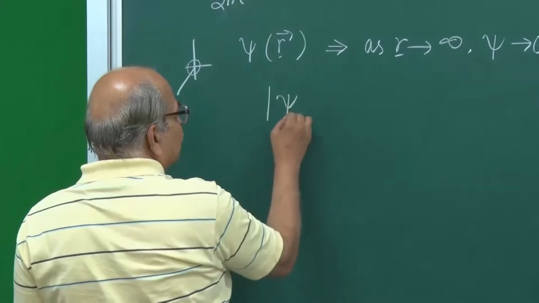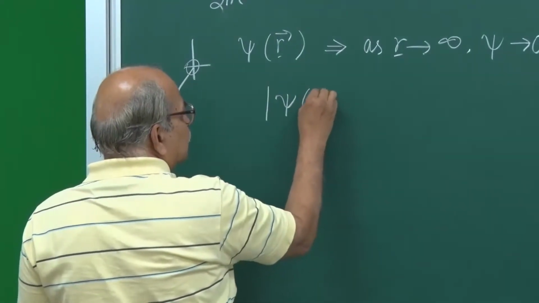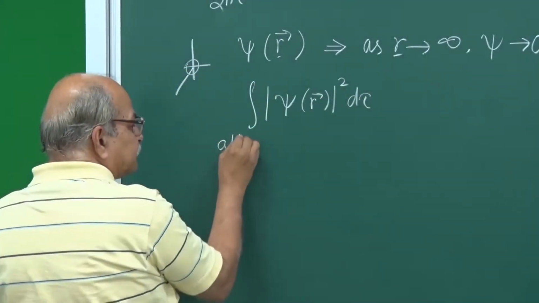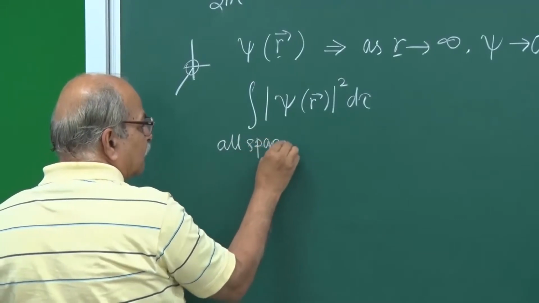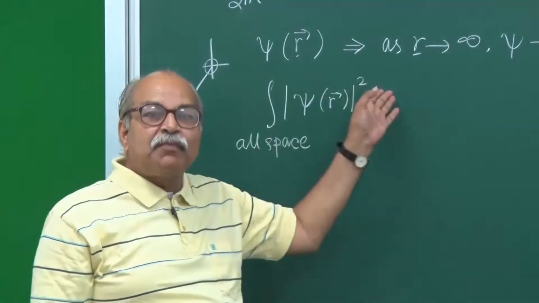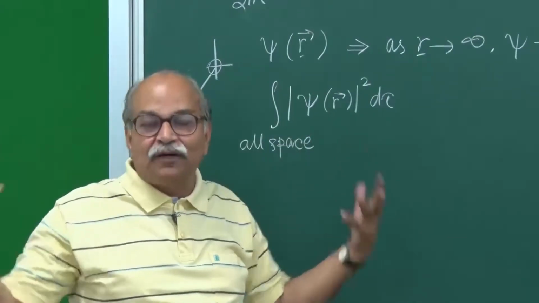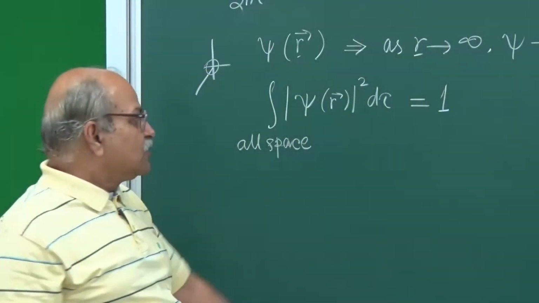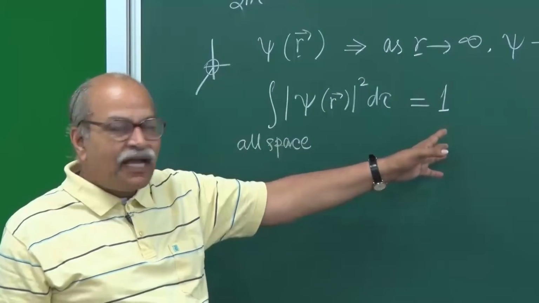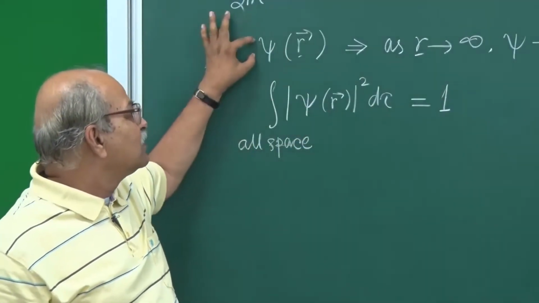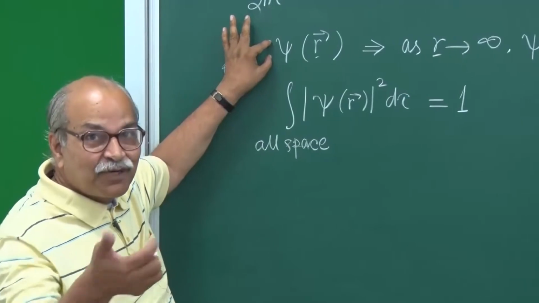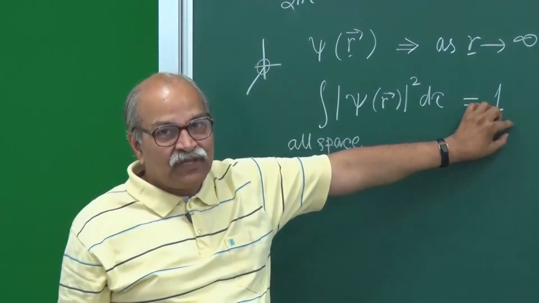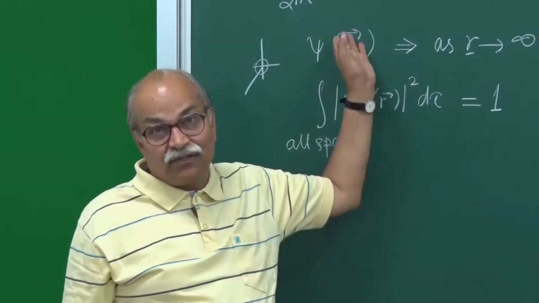Similarly, if I take this psi of r mod square d tau and integrate over all space, this gives me the total probability of finding the particle somewhere in the whole space, that must be 1. If it is not 1 but some finite quantity, I will just multiply my wave function by some constant, which does not change the character, the functional form remains the same. So, if I put that constant here, I can always make it 1. But if this goes to infinity, then I cannot do that.